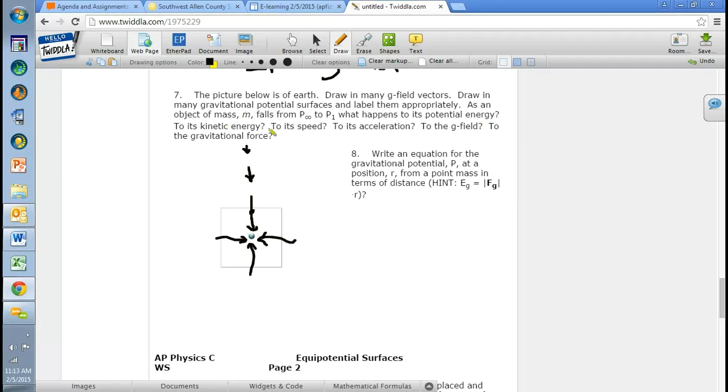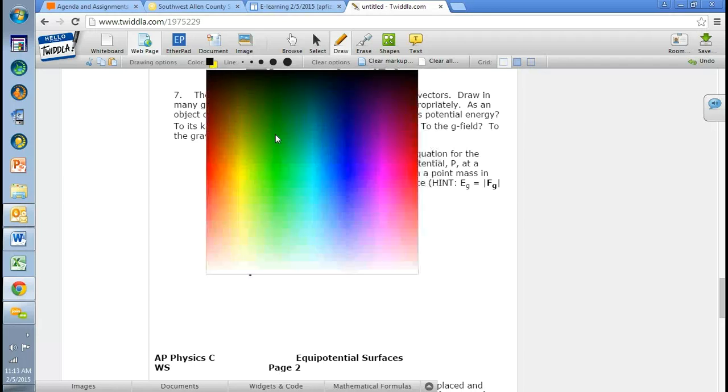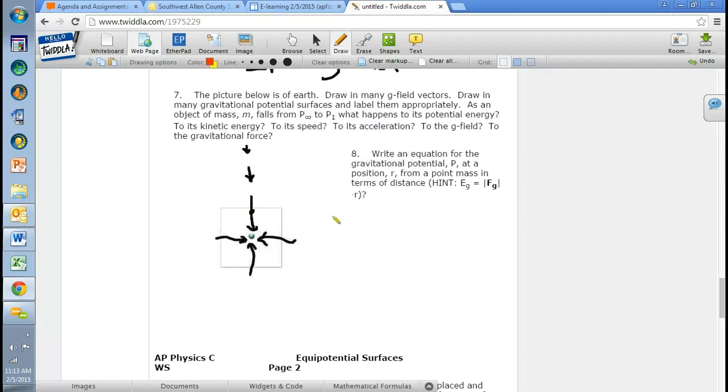Okay, now I'm supposed to draw in gravitational potential surfaces. So I'm going to use a different color here. I'm going to use red. I need to draw in equal potential surfaces here. Somebody tell me how to draw concentric circles, okay?